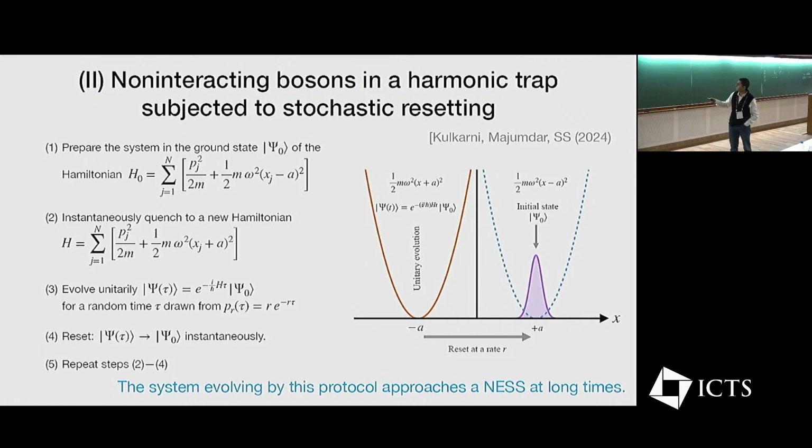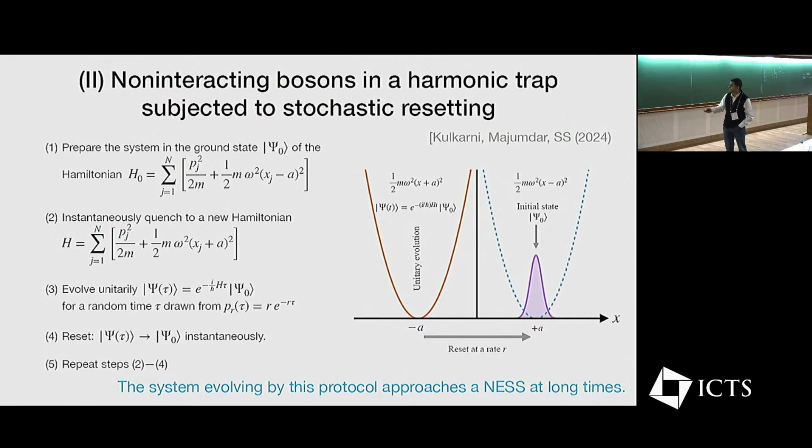So this Hamiltonian is basically the Hamiltonian of these particles in this potential, and you cool it to the ground state. Now what you do is instantaneously shift the Hamiltonian from here to here. You quench the Hamiltonian from here to here. That's equivalent to moving the trap center from minus a to plus a. So you just change the trap center, and let the system evolve unitarily. This is a unitary evolution.